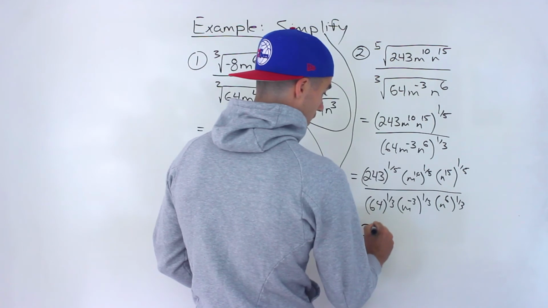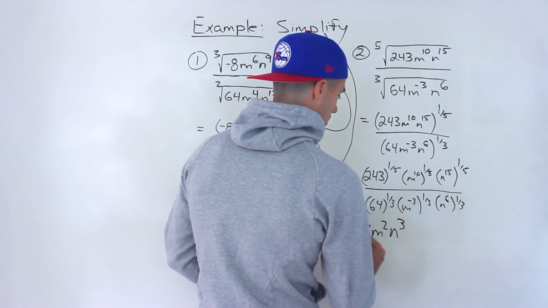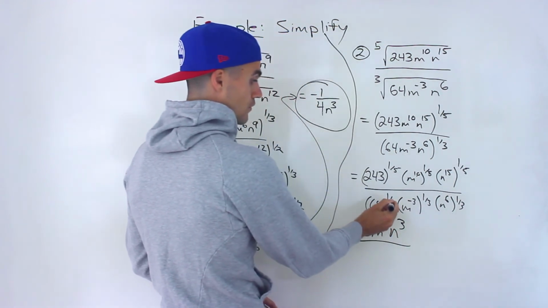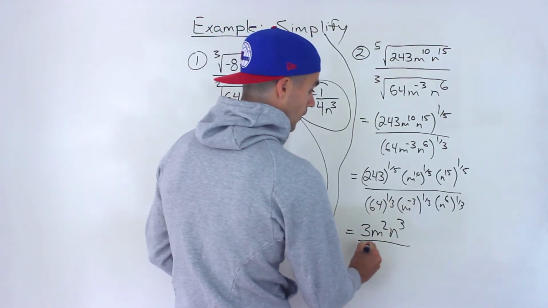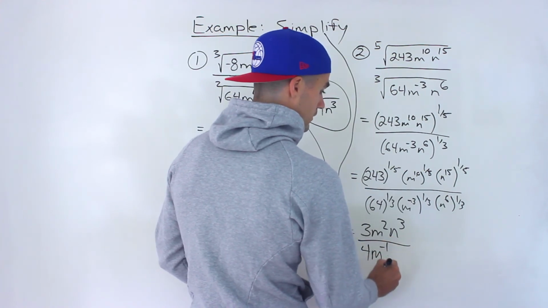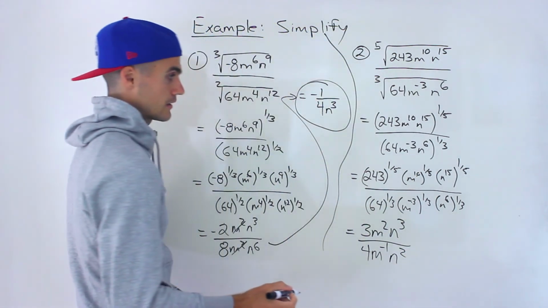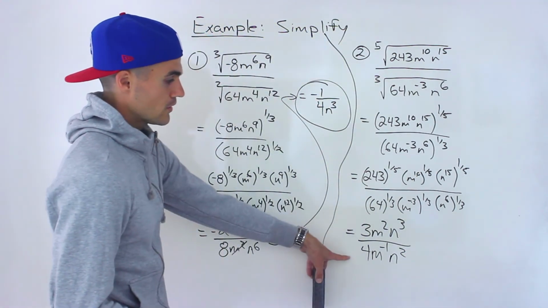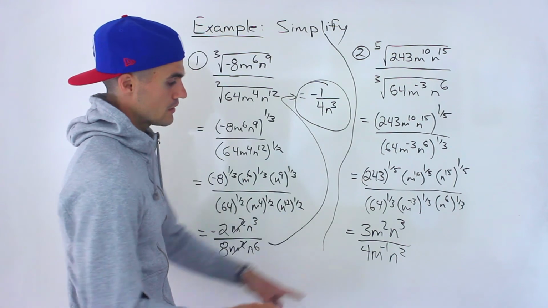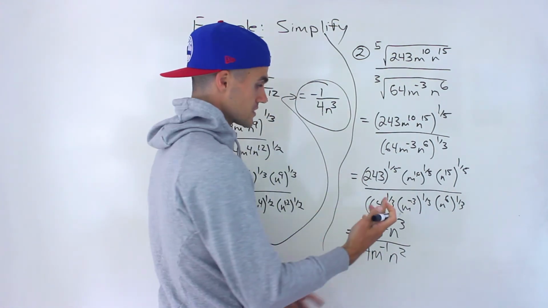10 times 1 over 5 gives us 2. That's going to be 3. All over the third root of 64 is 4. -3 times 1 over 3 gives us -1. And then 6 times 1 over 3 would give us 2, like that. So then 3 over 4, we can't simplify that any further. Now this m to the -1, what I'm going to do is bring it up to change it to a positive exponent.